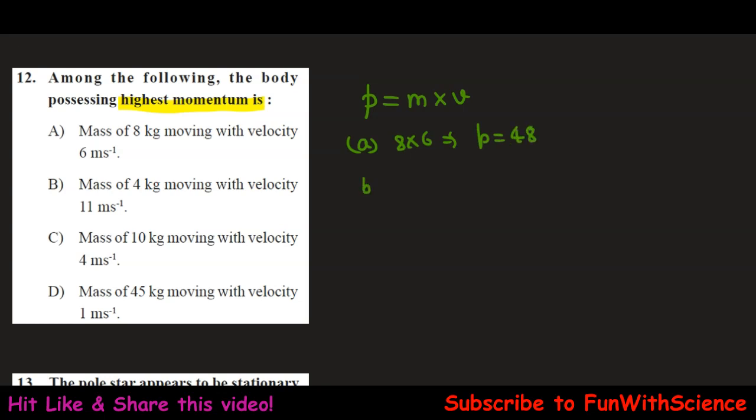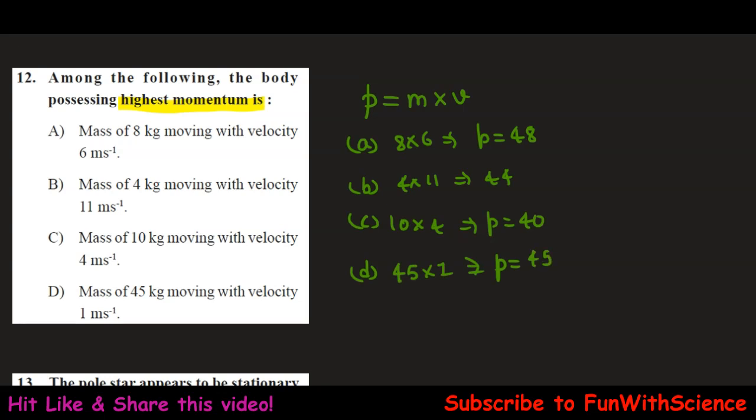Okay. And what about option B? Let us see, mass is 4 and velocity is 11. So it will be 4 into 11, which is 44. Momentum will be 44. In option C, 10 times 4, momentum will be 40. And in option D, mass is 45 kg and velocity is 1 meter per second. That is 45 into 1, momentum will be 45.